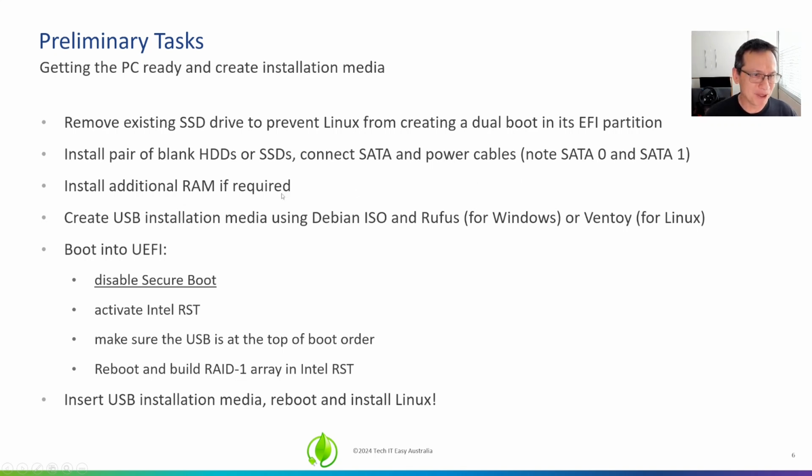Install the RAM if it's required, and then we want to create the USB installation using the Debian ISO file and Rufus for Windows or Ventoy for Linux. Then, that's important, we need to boot into the UEFI and disable the secure boot. Otherwise, it's making the whole thing much more complicated, so you don't want this. You want to activate the Intel RST software. Make sure that the USB is at the top of the boot order, and then reboot, get into the Intel RST, and build the RAID-1 array. And I will show you how to do this.